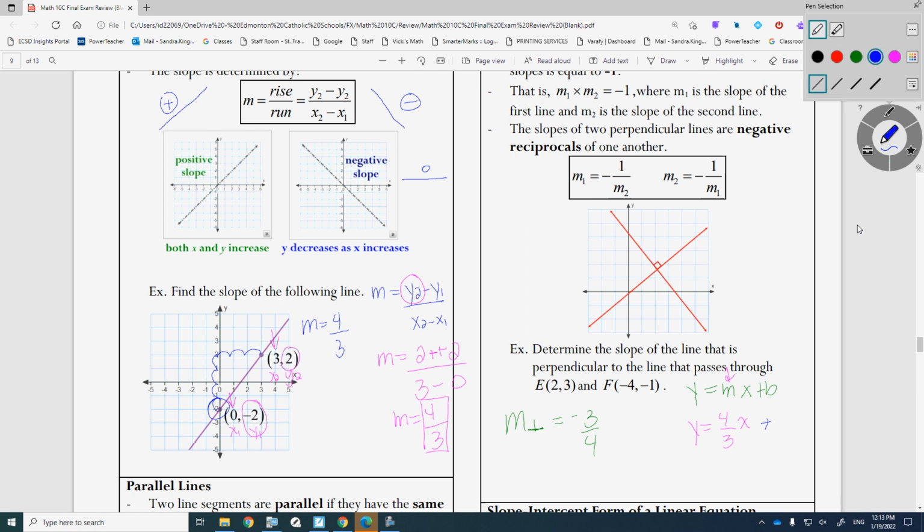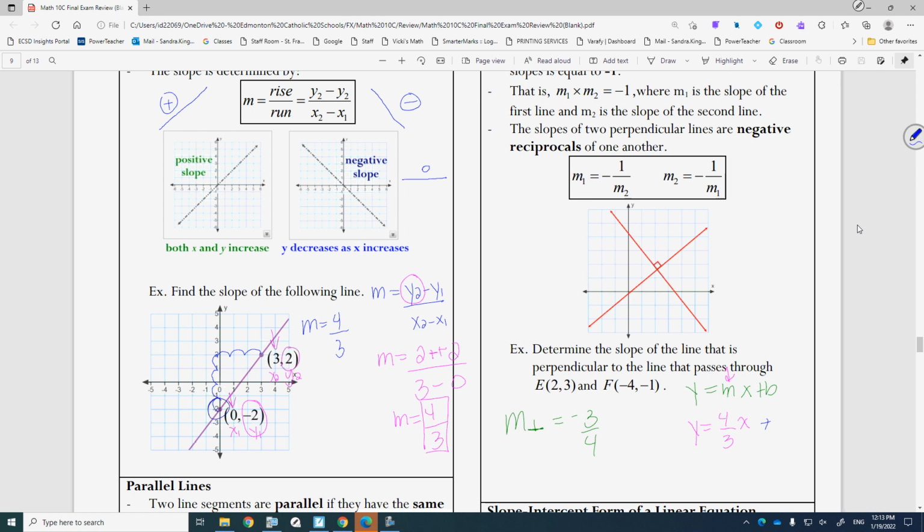Y-intercept. This graph had a y-intercept at negative 2. Plus negative 2, that would be the same thing as minus 2. So I'm just going to do 4 over 3x minus 2. That is the equation of this line in slope y-intercept form.